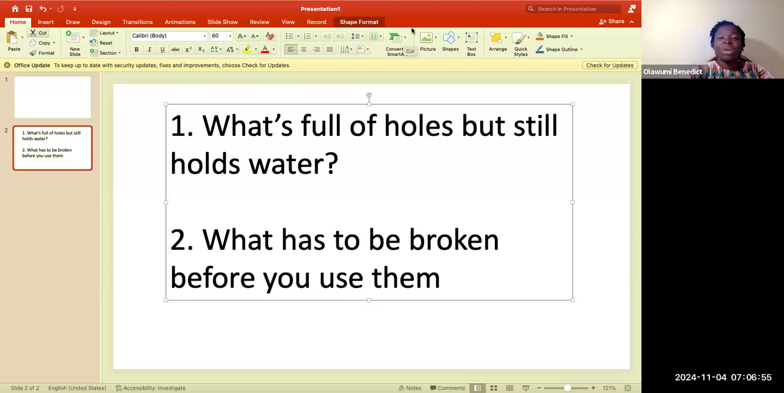The first one says, what's full of holes but never holds water? And the second one is, what has to be broken before you use them? First one: what's full of holes but never holds water? What has to be broken before you use them?